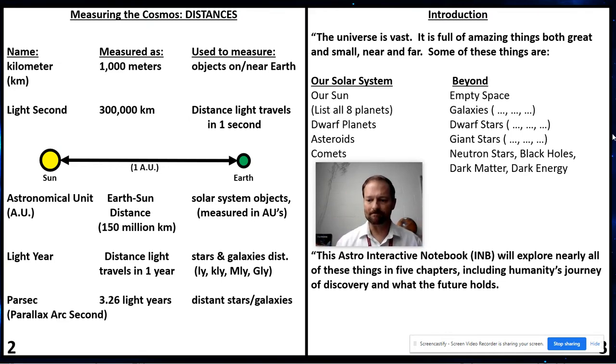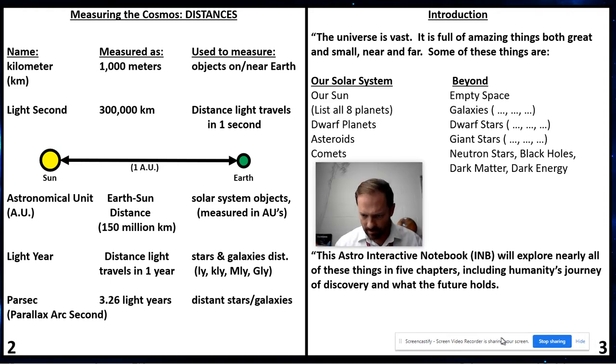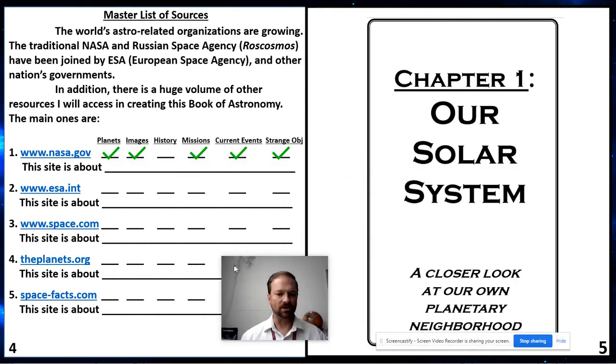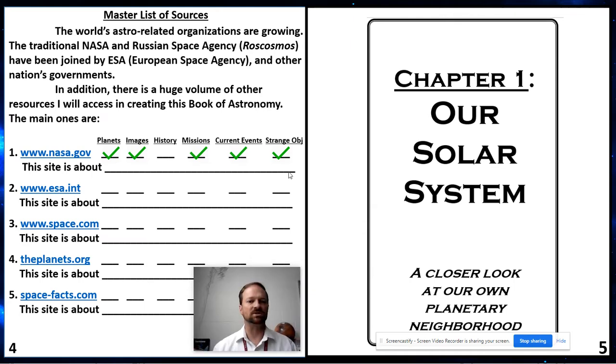Page number 3 looks like this, with an introduction and a list of objects that you labeled inside our solar system and beyond our solar system, so we can delineate what's nearby and what's truly distant, and we can only glimpse with our very best technology. So that's page 2, and that's page 3. Page 4 is your list of sources. You're going to refer to this page often as you build the rest of your book.